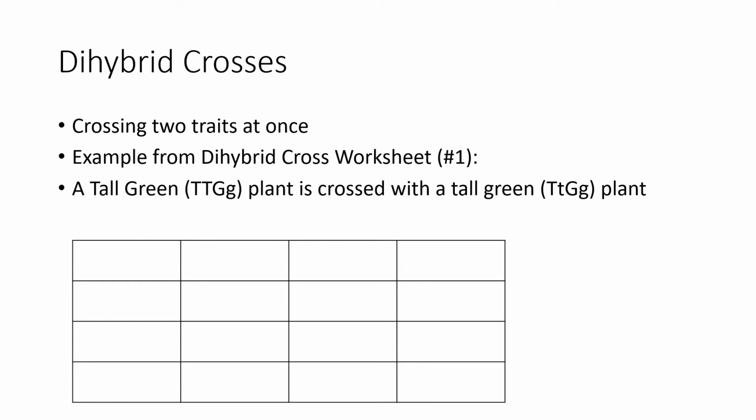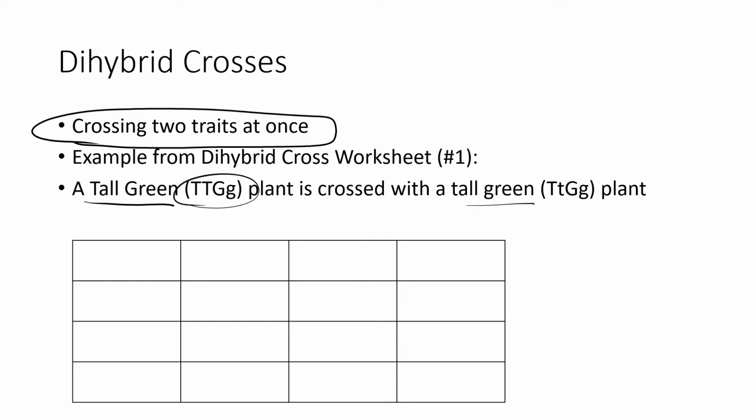Now we have dihybrid crosses, and this is basically going to cross two traits at the same time. So we're saying, okay, if we have a tall green plant with a tall green plant, they're both tall green, but they have different genotypes here, what would happen? First we have to figure out all the possible gene combinations they can get from each parent. So we're going to do this in two different colors, because that just makes it a little bit easier.